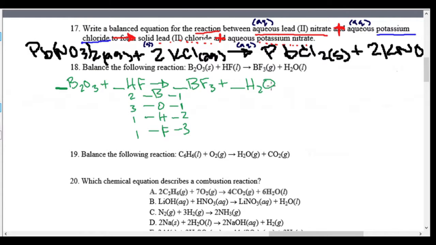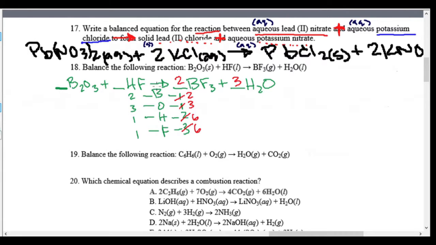So, oxygen, I know I need at least 3 oxygen, right? So let's go ahead and put a 3 here. Remember, that doesn't just change the oxygen, that changes the hydrogen as well. That boosts that up to 6. So we have 3 and 3. Now for fluorine, I know I need at least 3. Oh, here, let's do boron. Put a 2 in front of this. That puts that up to 2, and that changes this to 6.